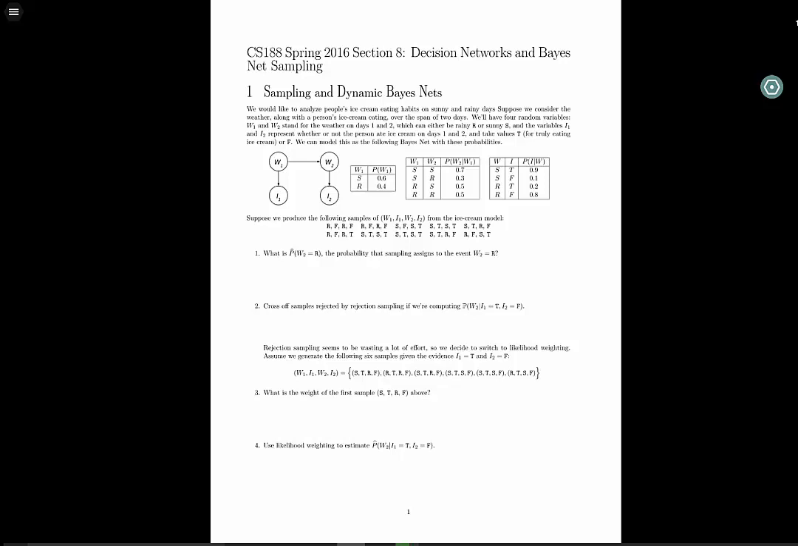Hi everyone, welcome to CS 188 section 8, and today we'll be going over the worksheet solutions. So our first problem is on sampling.